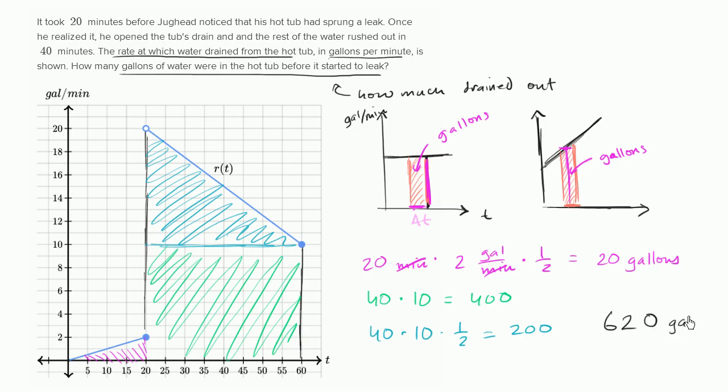620 gallons is how much water in total drained out, or how much water was in the hot tub before it started to leak. Yeah, this is quite big for a regular tub, but this could be like a jacuzzi or a hot tub or something.